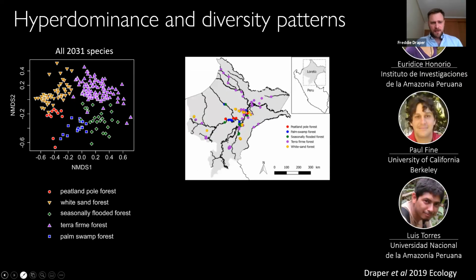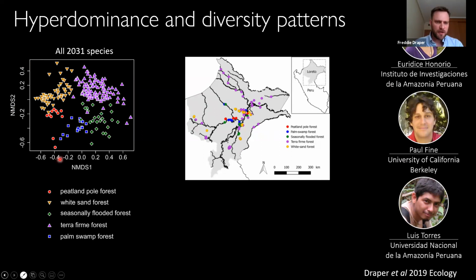And then more recently, I led a paper in Loreto in northeastern Peru with many colleagues. The three most important for this paper are listed here. But here we were really interested in biodiversity patterns, so floristic patterns of how species composition changes in different habitat types. So here, this is an NMDS plot.